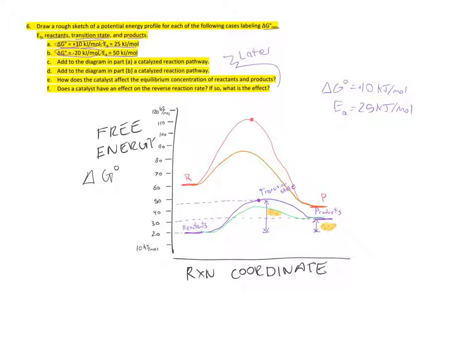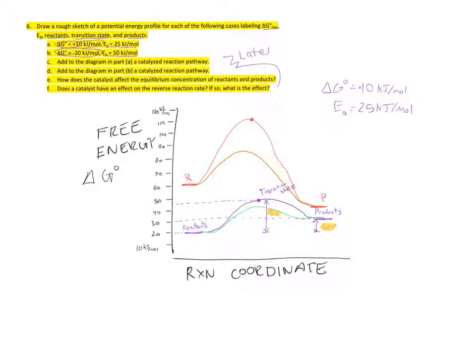Now let's discuss part E. It asks, how does the catalyst affect the equilibrium concentration of the reactants and products? Based on what you know about reaction kinetics and equilibrium, do you think a catalyst will affect the equilibrium concentrations? Well, as a matter of fact, the equilibrium concentrations won't change at all.